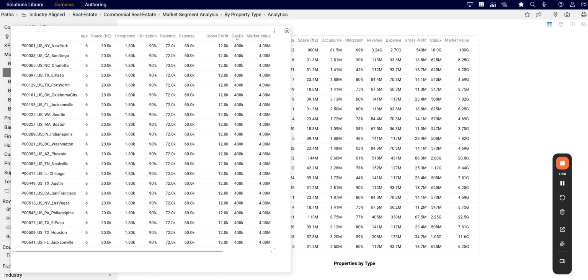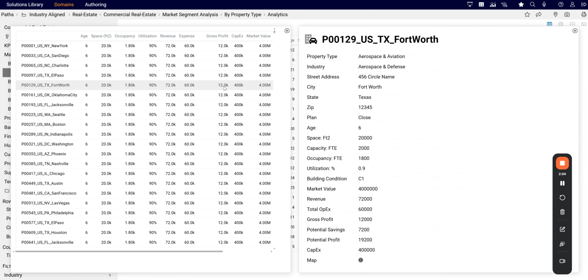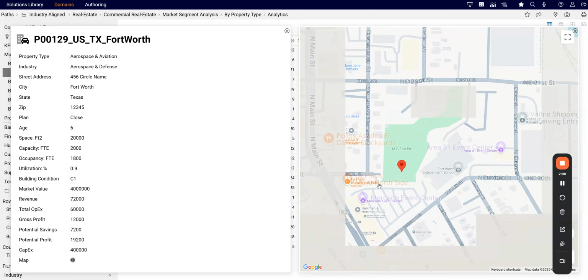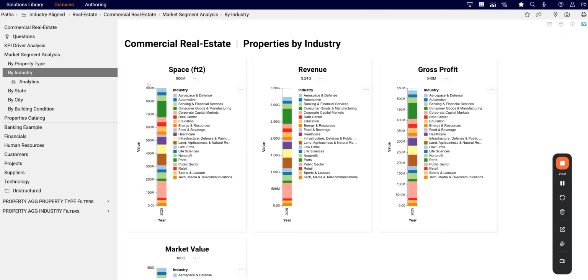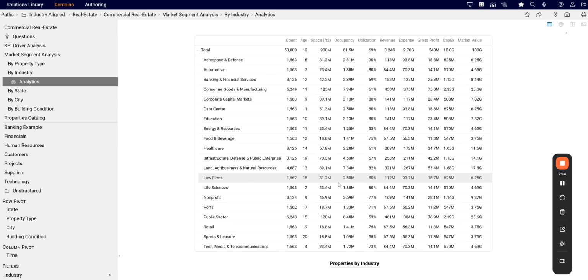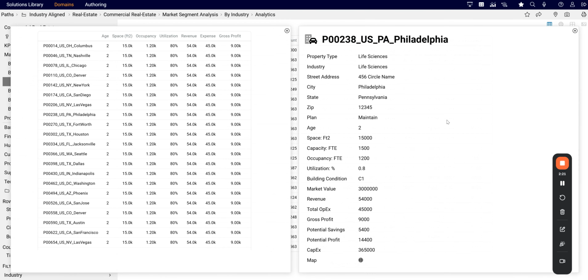Let's say we want to pivot and look at the specific metric by sorting it. We can do that. Then we can click and see the actual property like this, and then look at it on a GeoMap. Likewise, we can do the same by industry. So now we have a disaggregation by industry. We could look at properties in life sciences here and click here and look at every property.